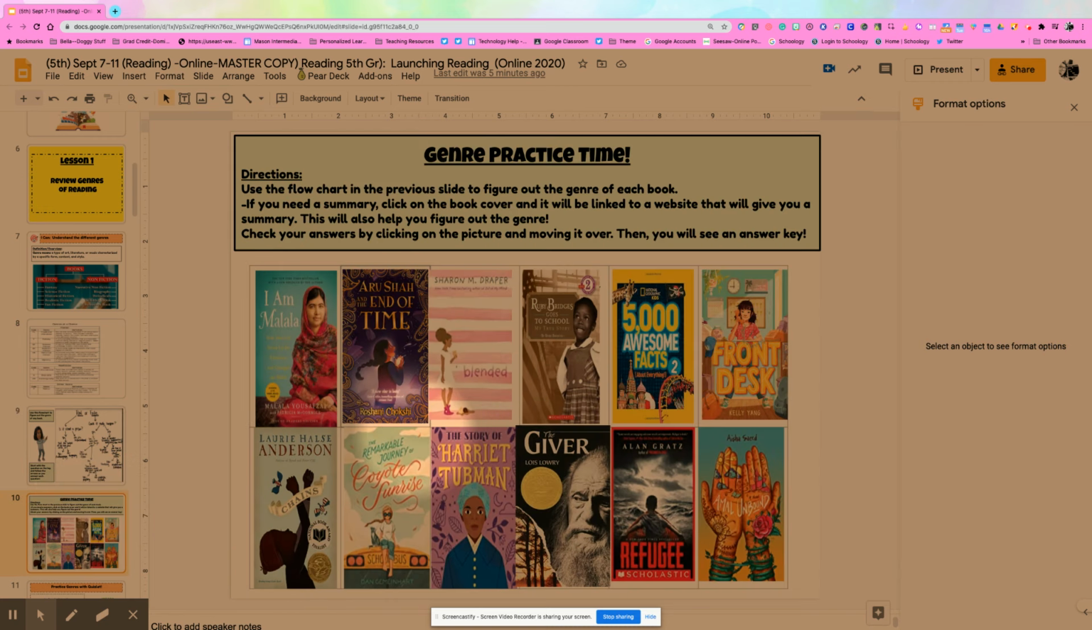Now, if you're getting to this section of the slides, it's where you're practicing your genres. You're going to use that flow chart in the previous slide to figure out the genre of each of these books. Now, sometimes when I'm trying to figure out the genre, I can't tell by the cover or the title. I need more information. I usually need a summary.